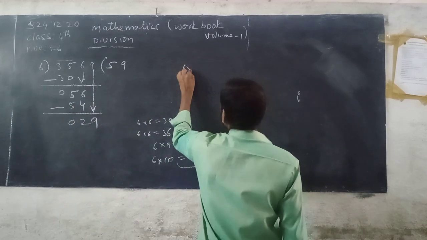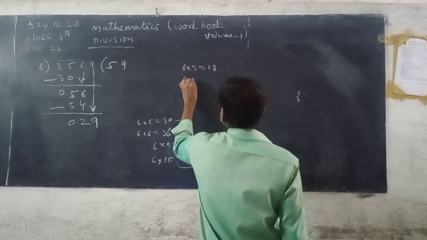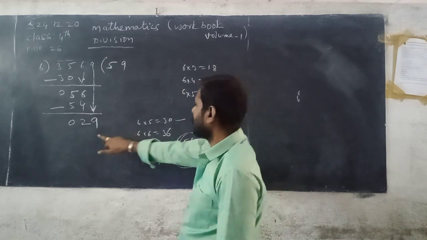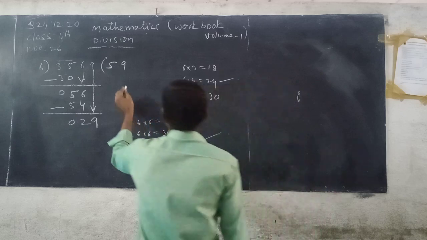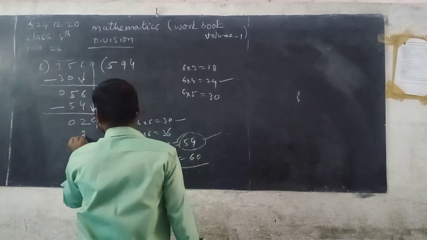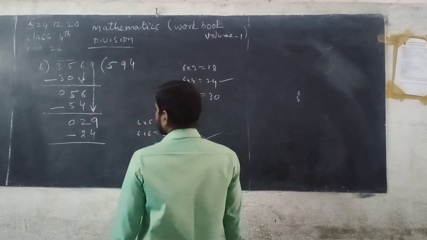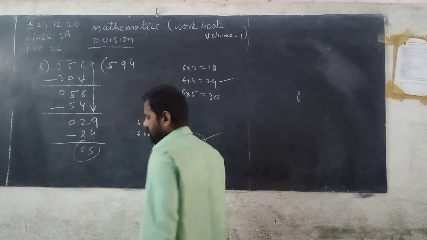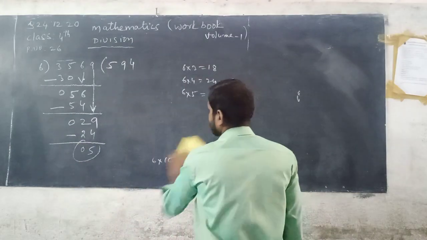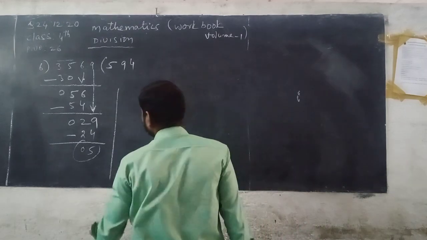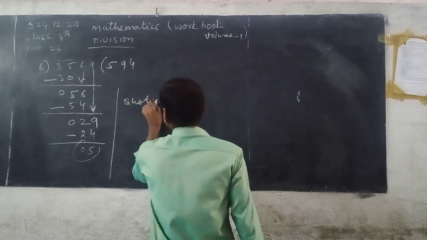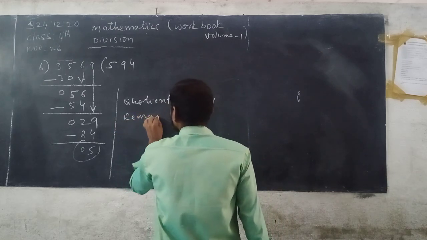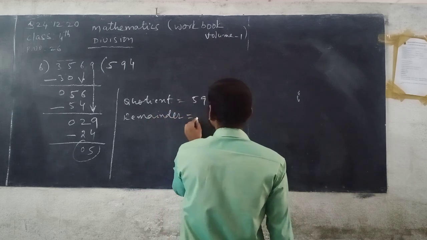See here, 6 threes are 18, 6 fours are 24, 6 fives are 30. 30 is more than 29, so I have to take 6 fours are 24. Here, 24 is subtracted from 29: 9 minus 4 is 5, 2 minus 2 is 0. Here, the quotient is 594. Remainder is equal to 5.